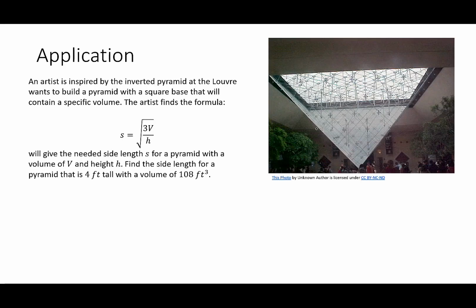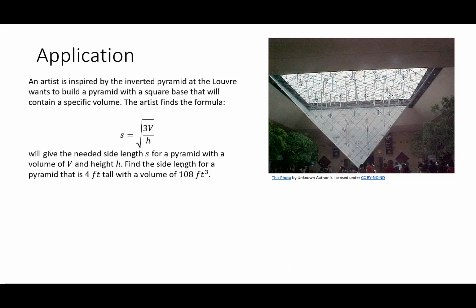So for our last problem, I thought we would do an application. An artist is inspired by the inverted pyramid at the Louvre. They want to make a pyramid with a square base that will contain a specific volume. The artist finds the formula S is equal to the square root of 3V over h, which gives us the needed side length S for a pyramid with a volume V and a height h. So what we want to do is find the side length for a pyramid that is 4 feet tall with a volume of 108 cubic feet. Basically, we need to take the information in the problem, plug it into the formula, and solve.